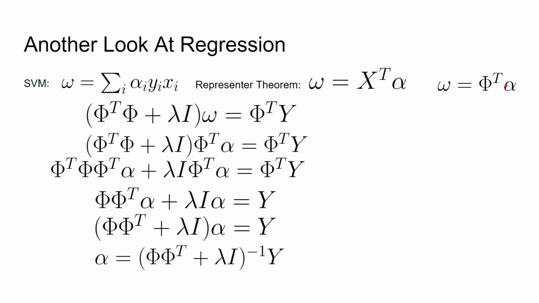Once I have alphas, I can take those alpha values. That's some scaling value, one scaling value per data point. I can multiply those by those data points, and that'll give me the weights. So very similar to what's happening in the support vector machine case, although we just have alpha here, we don't have the alphas and the yi's.